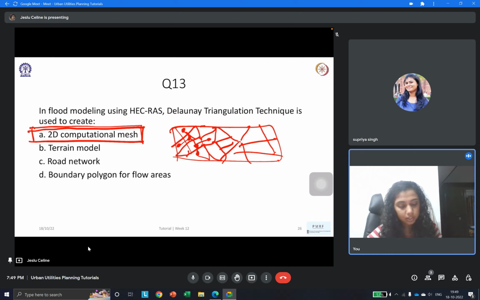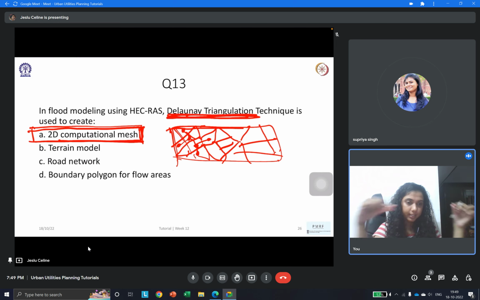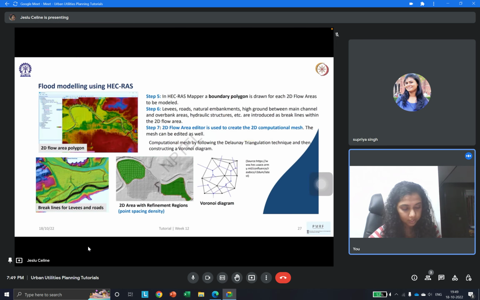Here we're talking about 2D; we're not taking the 3D information. To get this 2D computational mesh, we use the Delaunay triangulation technique. I'm not going into detail on how the triangulation happens. Mainly it happens from 3 points. It takes data, and based on that it comes. Let's not go into those details. But yeah, this is what we discuss.